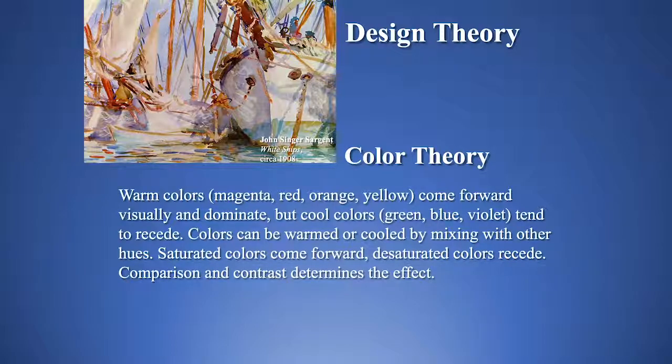Color theory is another way that you can organize space and create effects in your composition. Warm colors, like magenta, red, and yellow, tend to come forward visually and dominate the space. But cooler colors, such as green, blue, or violet, tend to recede in space. Colors can be warmed or cooled by mixing with other hues. Saturated colors will come forward, while desaturated colors will recede. Comparison and contrast determines the effect.